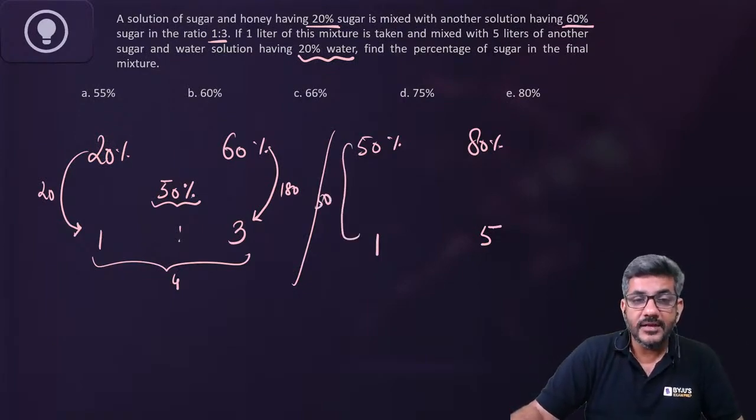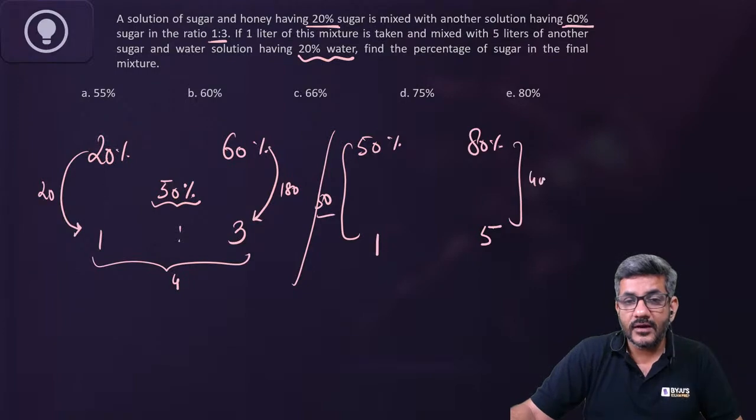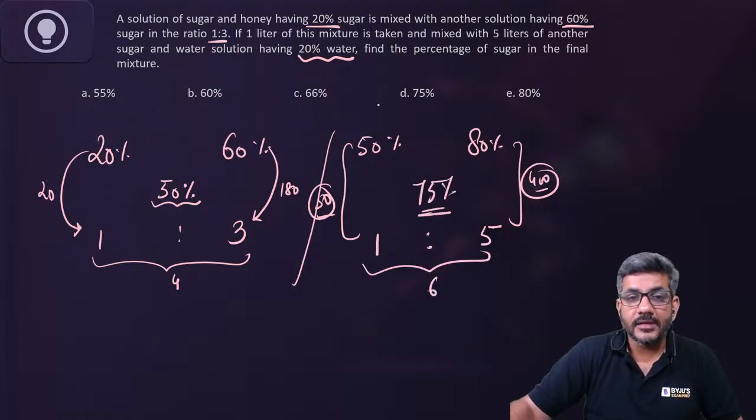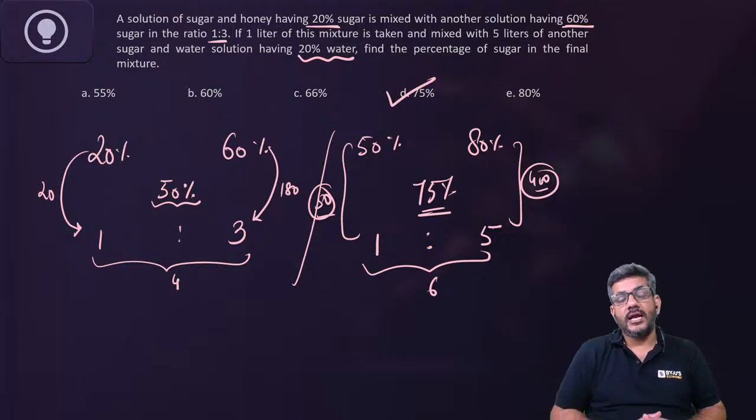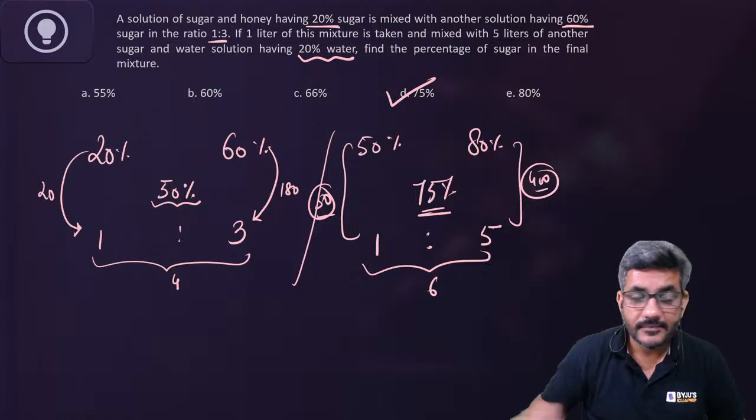50 into 1 is 50. 80 into 5 is 400. 400 plus 50 is 450. 450 divided by 1 plus 5, 6. It is 75%. That means the resultant solution will have 75% sugar, and that is the right answer for us.